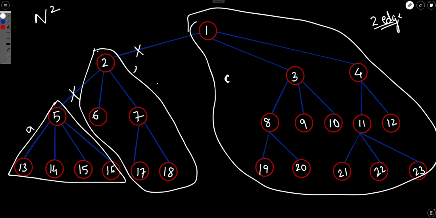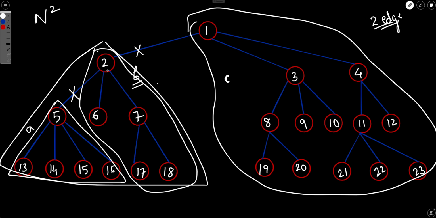But how to get the value of B? B is again a complex structure, right? How to get the value of B now? So if you look closely, B is not a complex structure. Instead, it's just an entire subtree with some pieces removed. Like this 2 is an entire subtree with just one piece removed, which is 5.